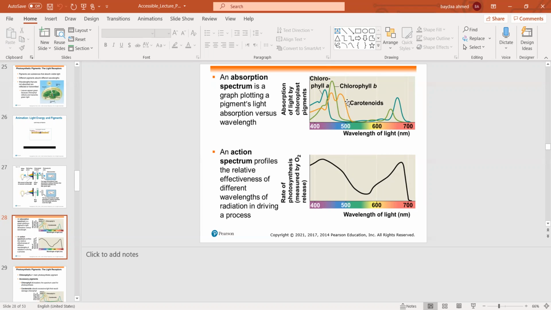The spectrum of chlorophyll a suggests that violet, blue, and red light work best for photosynthesis.